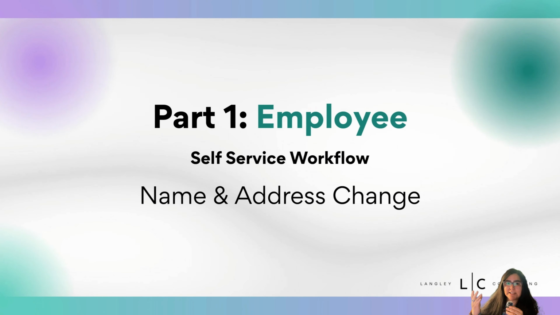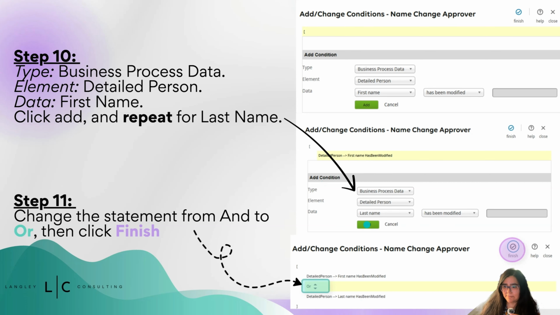So for this example, as a name change, we look at the business type, the type as a business process data element as the detailed person, and then the data as the first name. So then we select whether it has been modified, and that would be our first condition. We click add and do the same and search for a last name. And then finally, when we've added both conditions, we'll have the option to select an and or different tying of statement.